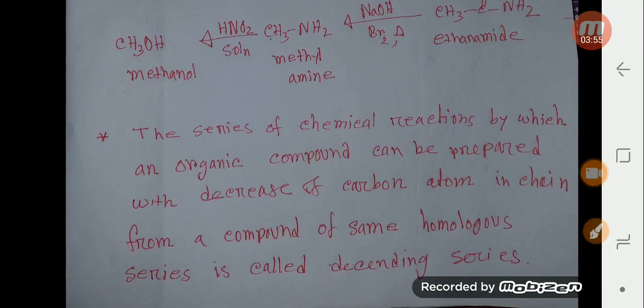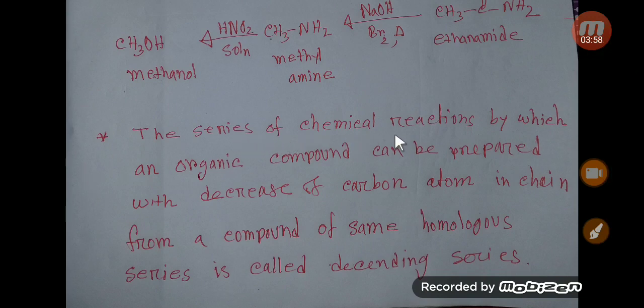So what is the definition of descending series? The series of chemical reactions by which an organic compound can be prepared with a decrease of carbon atoms in the chain from a compound of the same homologous series is called descending series. Again, the series of chemical reactions by which an organic compound can be prepared with a decrease of carbon atoms in the chain from a compound of the same homologous series is called descending series.